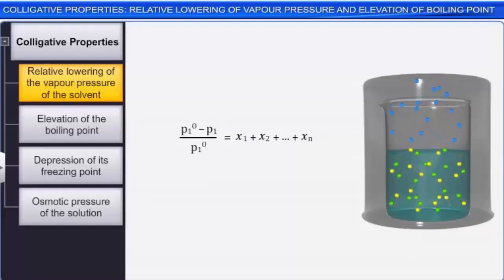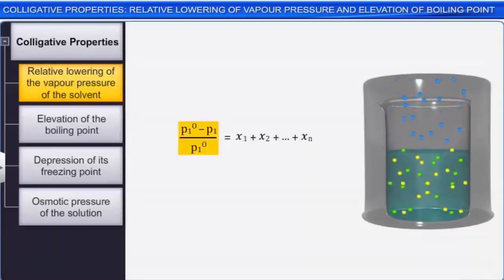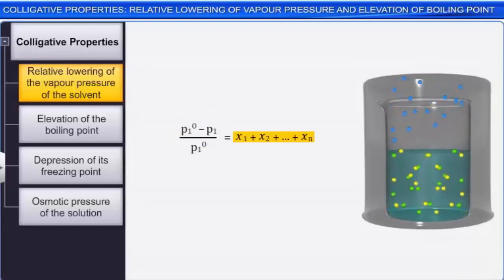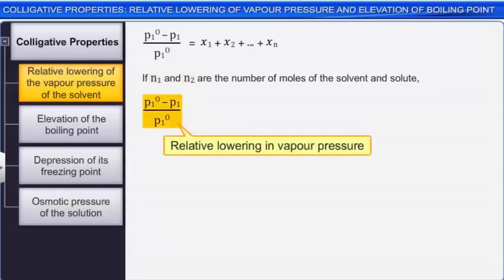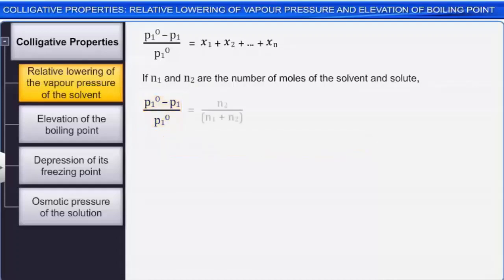If the solution contains more than one non-volatile solute, then the relative lowering in vapor pressure of the solvent is equal to the sum of the mole fractions of all the non-volatile solutes. If N1 and N2 are respectively the number of moles of the solvent and solute in a binary solution, then the relative lowering in the vapor pressure of the solvent, P1 naught minus P1 divided by P1 naught, is equal to N2 divided by N1 plus N2.